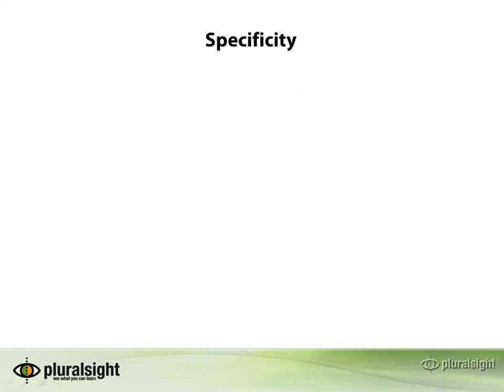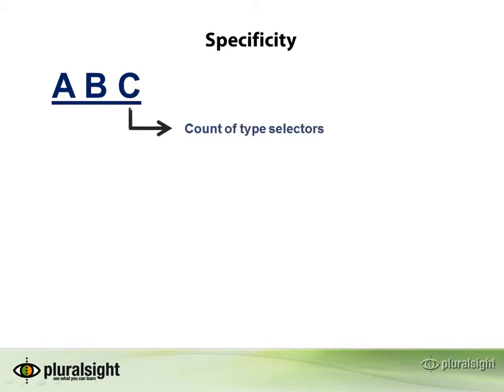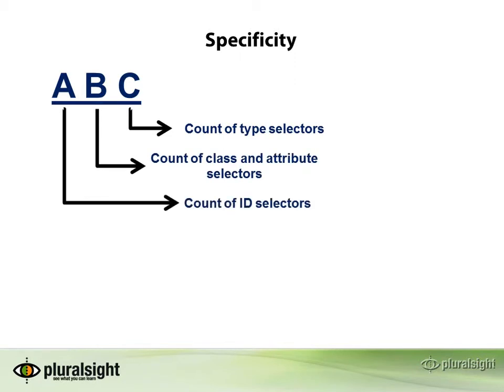It turns out that the browser gives each style rule a specificity rating, which is a way to quantify the importance of a rule. The higher the specificity number, the more important the rule is. You can think of the specificity number as consisting of three parts, A, B, and C. C is the count of type selectors in the rule. B is the count of class and attribute selectors that are in a rule. And A is the count of ID selectors.